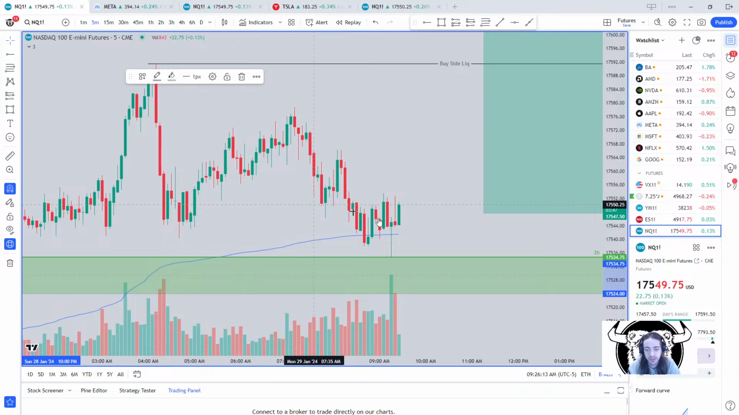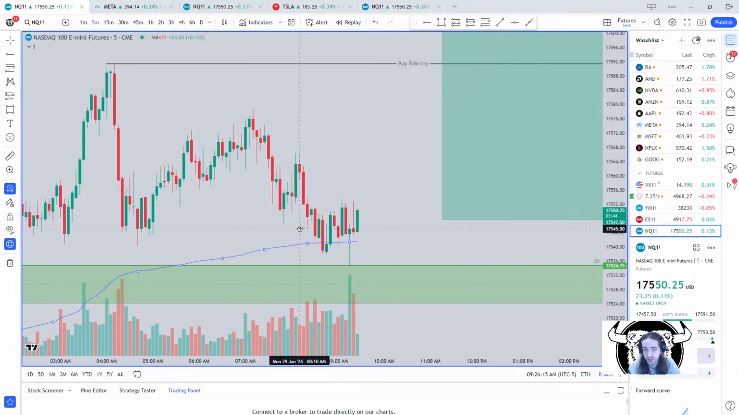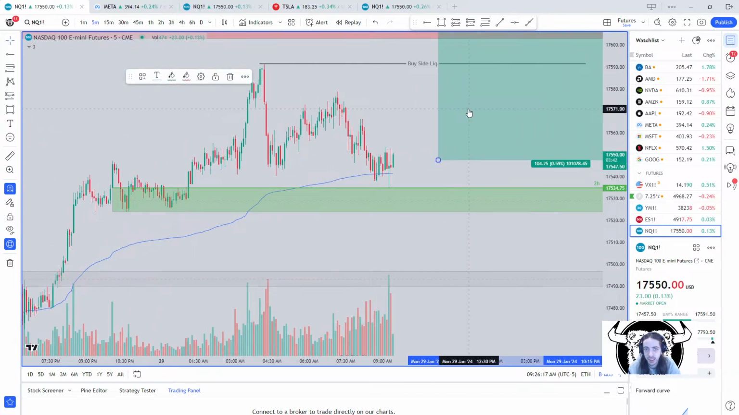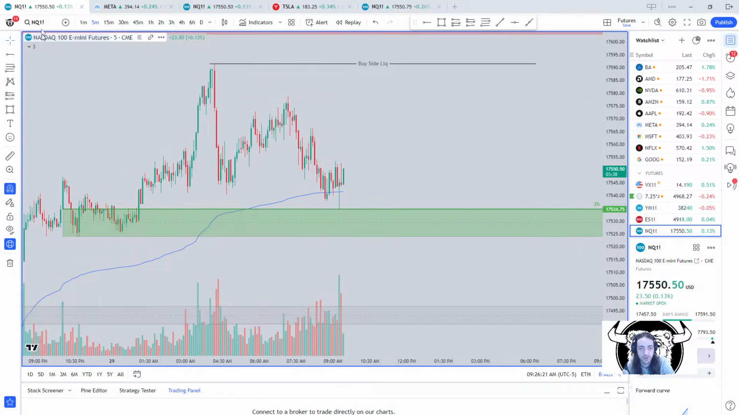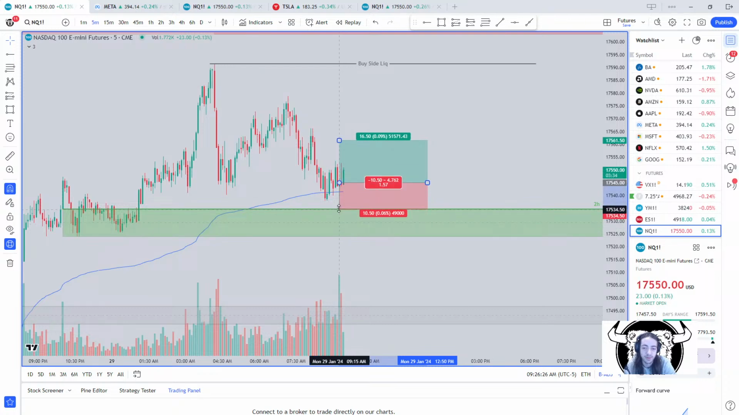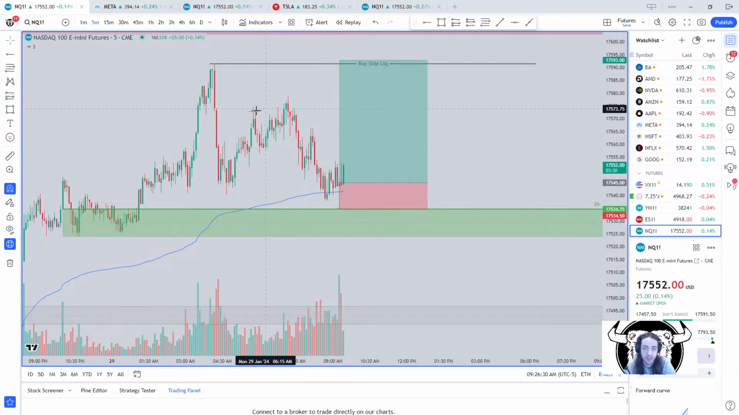Now, if we look at the 5-minute, we just wicked off of this already, right? So we might see a push higher. We might want to see that buy side liquidity get taken out at some point. So maybe some long positions. Stop at the lows, target that buy side liquidity. That'd be a nice trade right there.